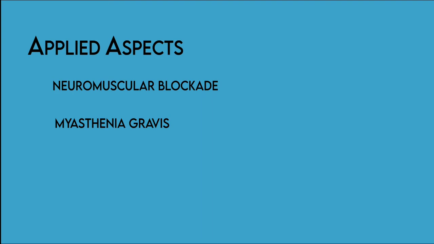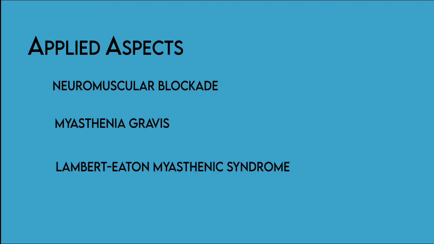Applied aspect of neuromuscular junction. There are 3 main important clinical aspects to neuromuscular junction. First of all, the neuromuscular blockades, then the myasthenia gravis and Lambert-Eaton myasthenic syndrome.